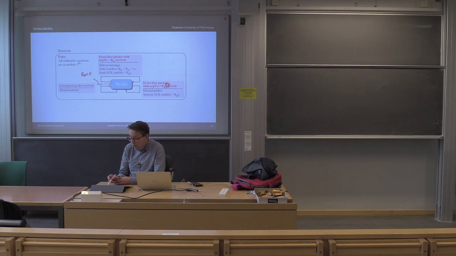If we get an error-free packet with the wrong sequence number, then we just discard it and we send an acknowledgement with the old RN. So we don't increment RN in that case. Okay, so it's very simple. Any questions on this? This is like the stop and wait receiver also. It does the same thing.